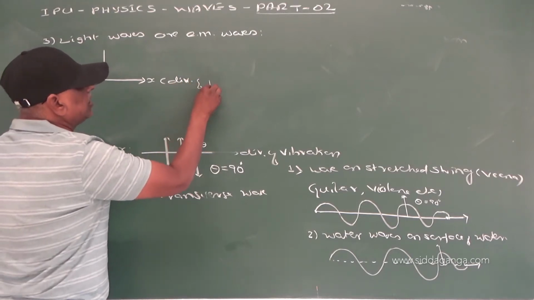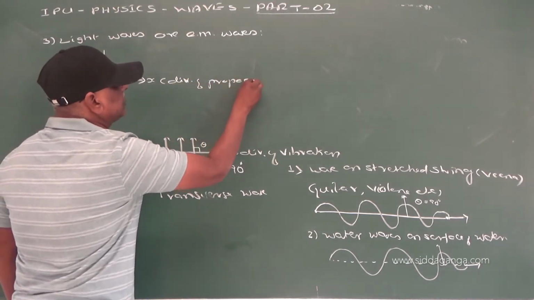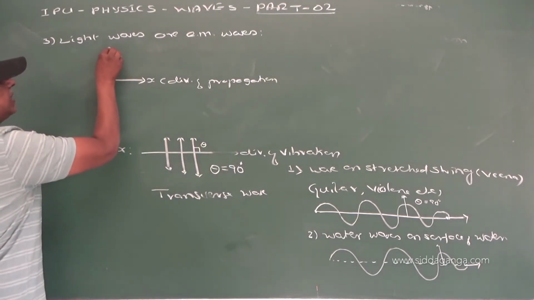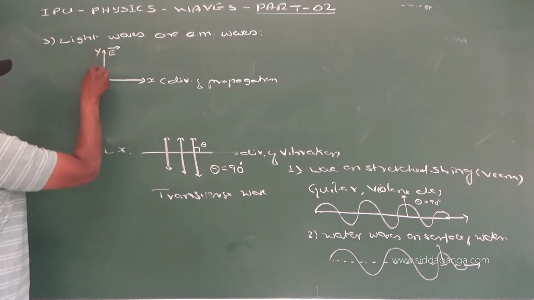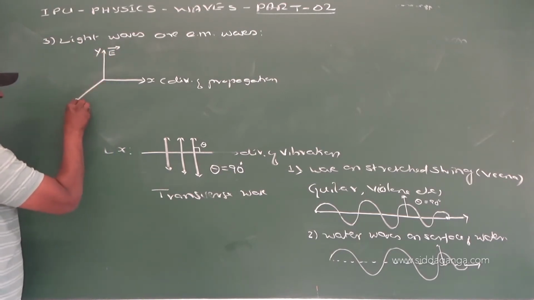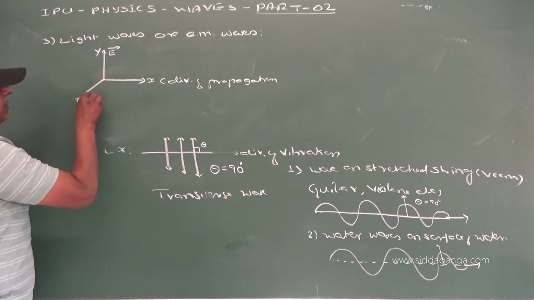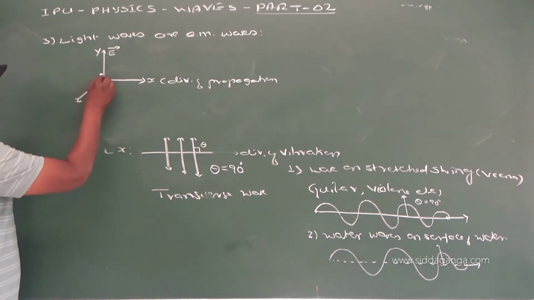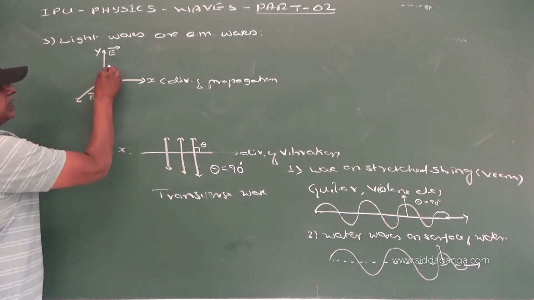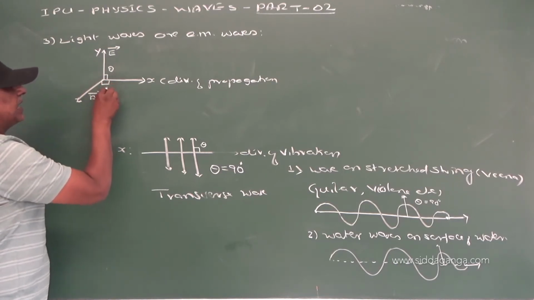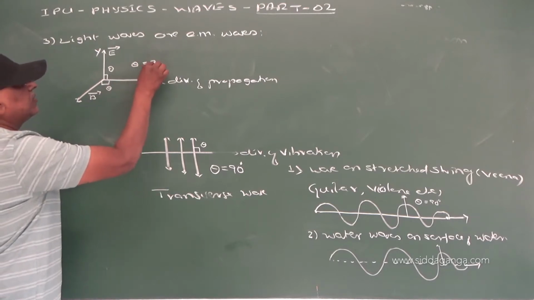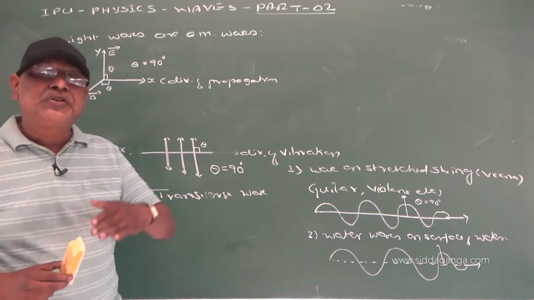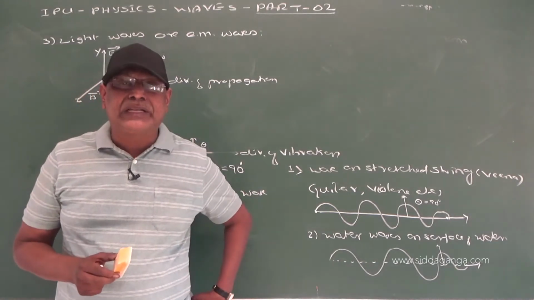This is the direction of propagation. Then the electric field vector vibrates along the y direction, and the magnetic field vector vibrates in the z direction. So you see, this is the angle theta, and this is the angle theta. Here theta is equal to 90 degrees. Electric field and magnetic field are mutually perpendicular to each other, right?